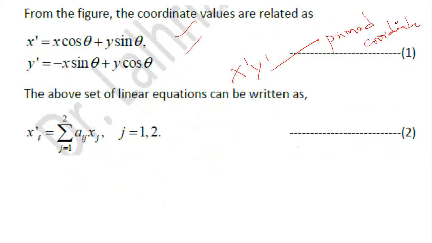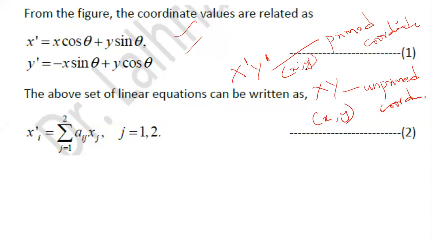This relates the coordinate variables in the prime coordinates with the unprimed coordinates. Prime means you are putting a hyphen here. Prime coordinates, the hyphen coordinates, and this is the unprimed coordinates. x, y are the coordinate variables in unprimed coordinates. In the prime coordinates, you have x prime, y prime.